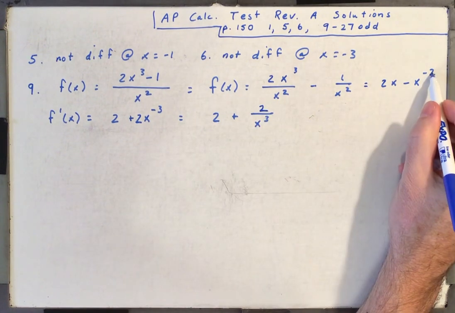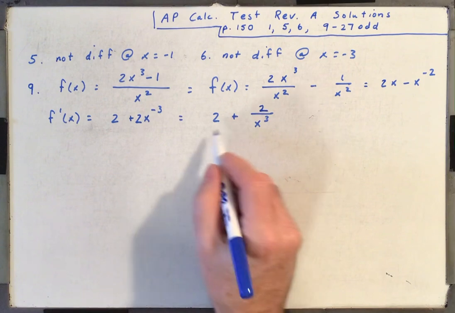All right, because you bring negative 2 times negative 1 would be positive 2 there.